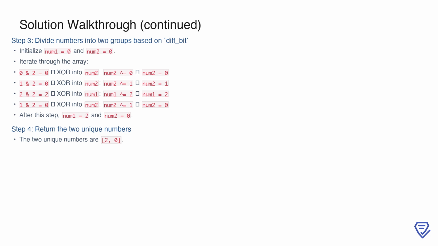The number 1 also does not have the diff_bit set, so it is XOR'd into number 2, resulting in number 2 equals 1. The number 2 has the diff_bit set, so it is XOR'd into number 1, resulting in number 1 equals 2. Finally, the number 1 does not have the diff_bit set, so it is XOR'd into number 2, resetting number 2 to 0. After processing all numbers, we find that number 1 equals 2 and number 2 equals 0. These are the two unique numbers in the array, and they are returned as the result.